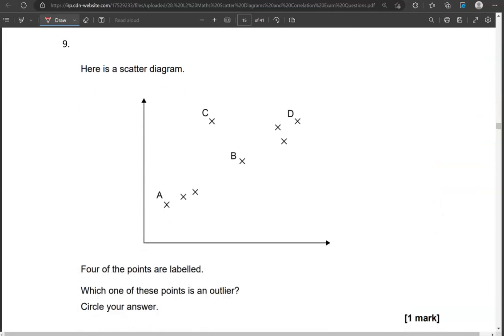Here is a scatter diagram. 4 of the points are labeled. Which one of these points is an outlier? So an outlier is a point that is outside of the range or different from the rest of the points. And as you can see, these are close to each other, whereas this one is not. So that is an outlier, point C.